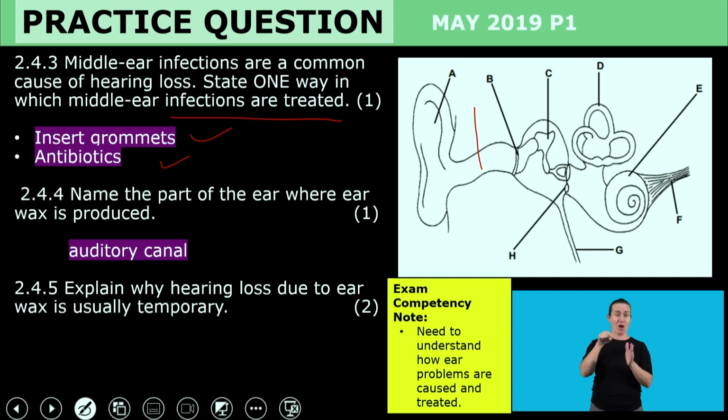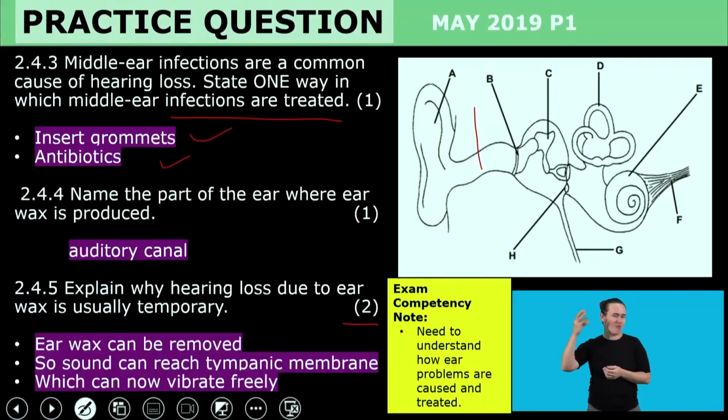245. Explain why hearing loss due to earwax is usually temporary for 2 marks. If there's a build-up of earwax, this can be remedied. Can you explain why? It is because earwax can be removed. It can be syringed out of the ear. So sound can reach the tympanic membrane, which can now vibrate freely.